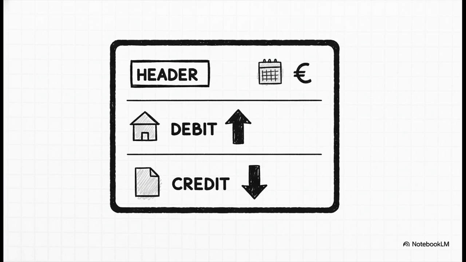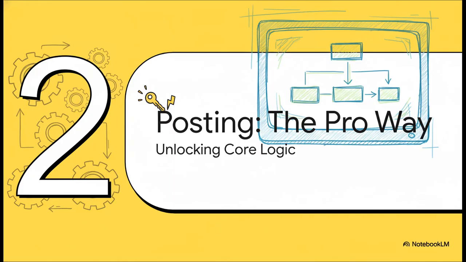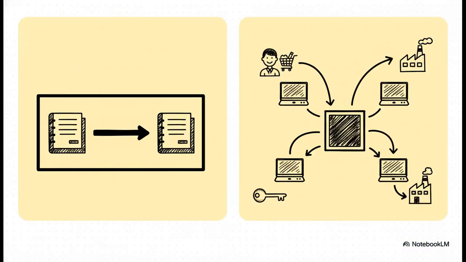It's super clean. Now, here's what's really interesting. Professionals, they often use a more powerful classic transaction code, F02. So now let's check out posting the professional way and see how we can unlock the system's core logic. So the biggest difference here isn't just how it looks, it's all about control. FB50 is simple, yeah, but it's pretty much just for general ledger accounts.